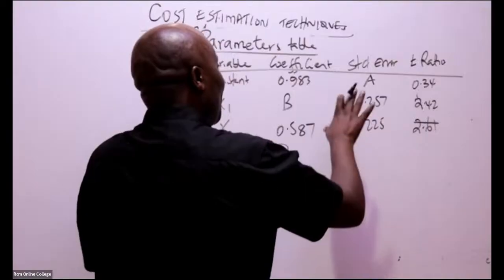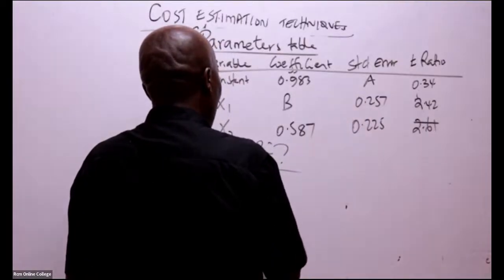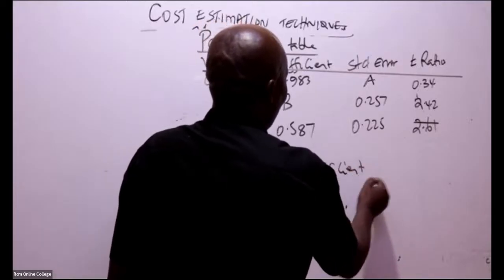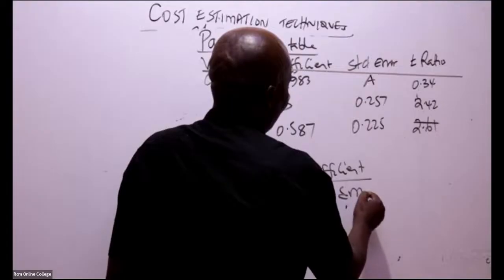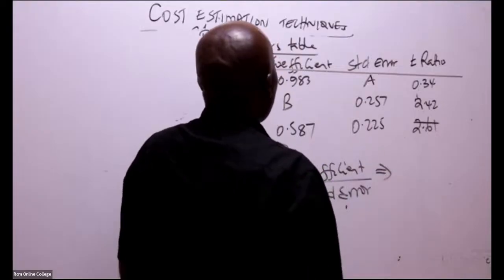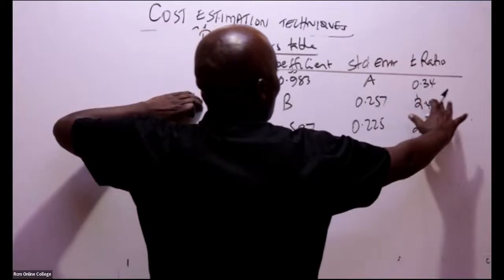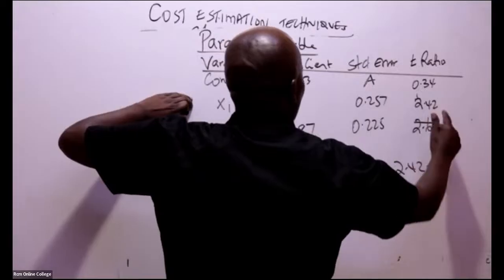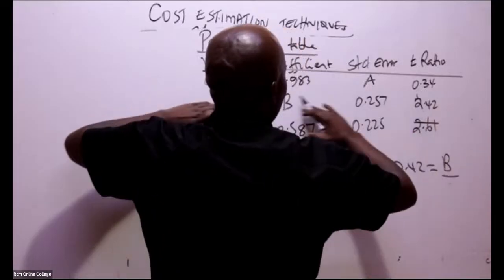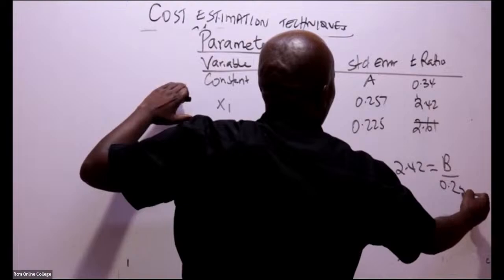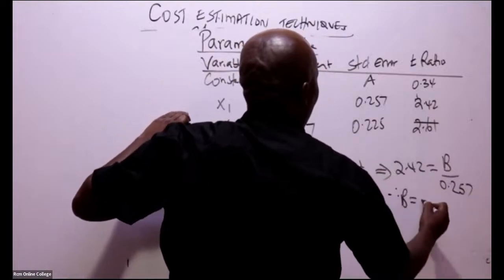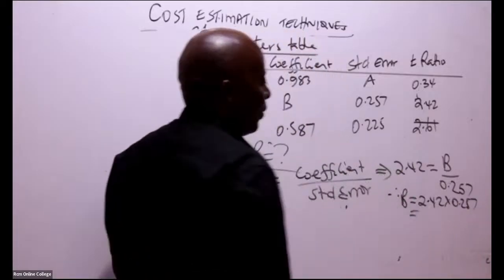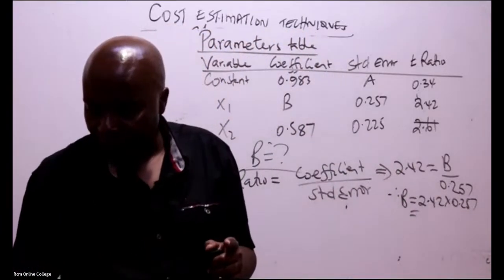So of course you're playing around with the T-ratio formula. We know that T-ratio equals coefficient all over the standard error. The T-ratio for this variable is 2.42, which equals the coefficient of this variable, which is what is missing, B, all over the standard error, 0.257. Therefore, B will be 2.42 times 0.257, which will end up giving us what figure? That figure is correct. 0.62, isn't it?